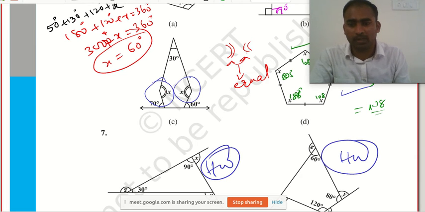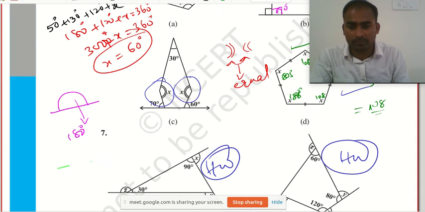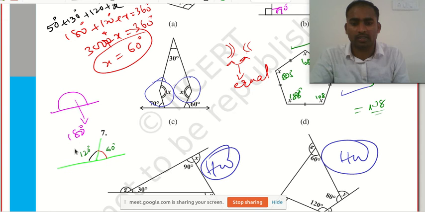See here, it is simple. If it is a straight line, what is the total angle here? 180 degrees. Suppose if one angle is 60 degrees, then how much is the other? 120 degrees. Like that only, na?